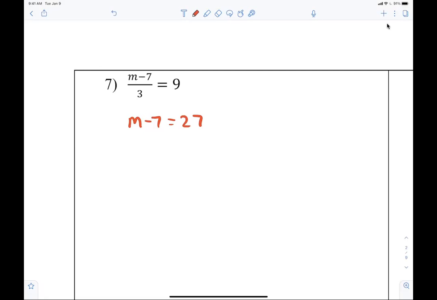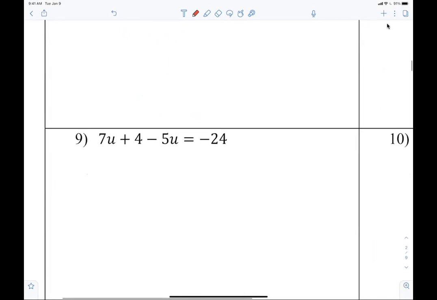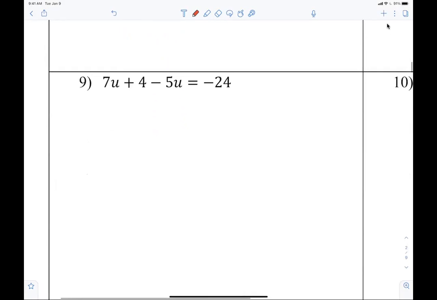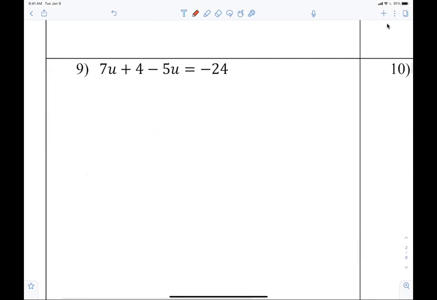If you can't see what I'm doing, that's one thing. But if you look at a 9 and a 3, the only way to make 27 is if you multiply. So then final answer, m equals what? 34 is beautiful. M equals 34. I feel pretty good about that. So now let's go, Jackson.